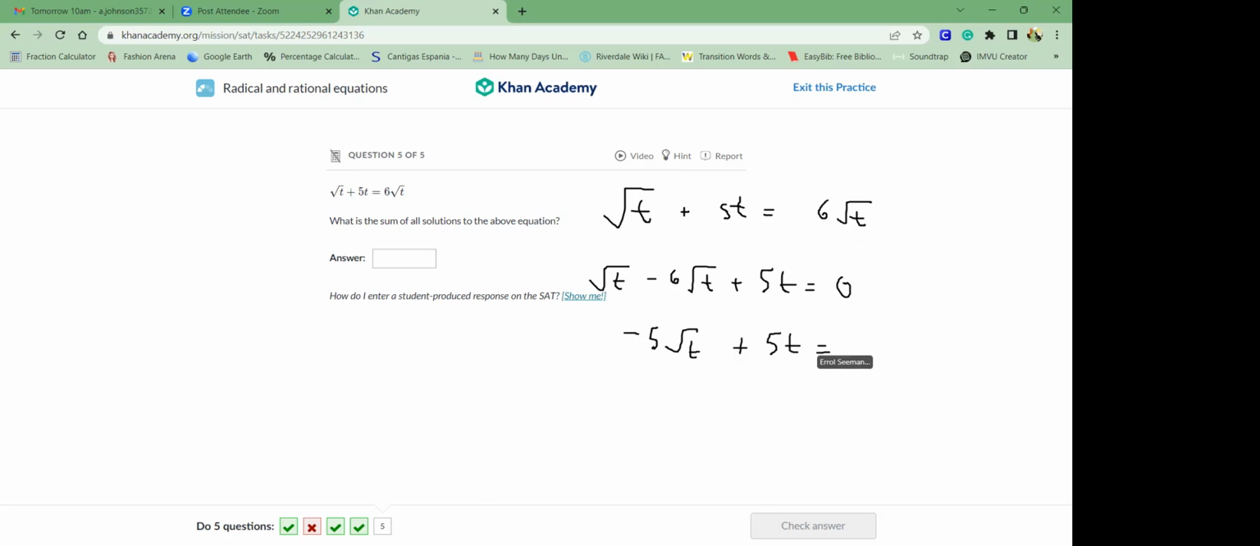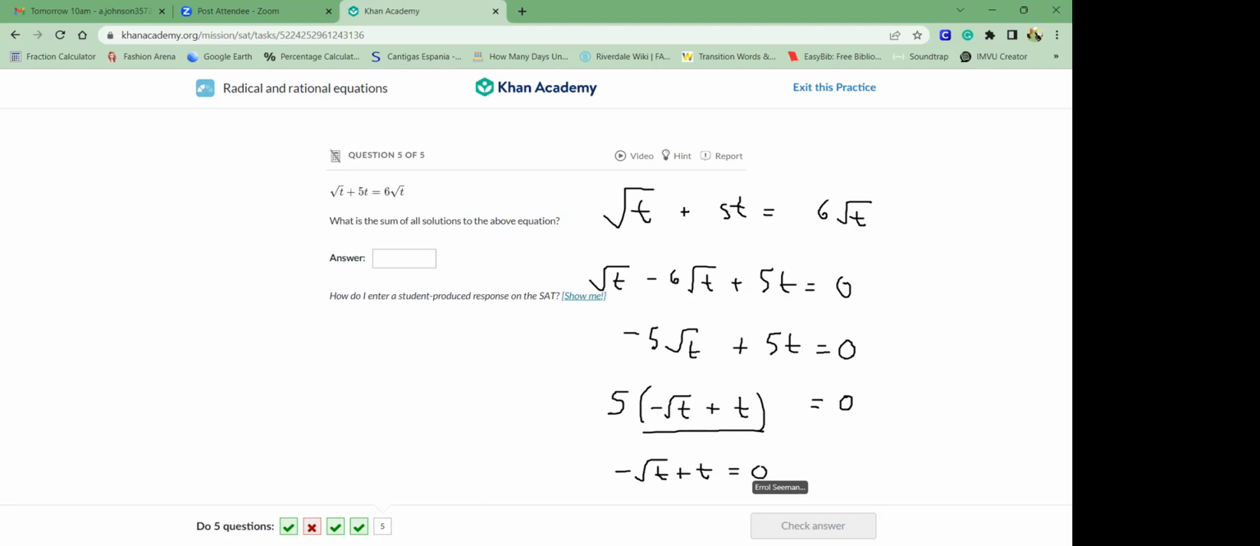Now what? What are you going to factor out? 5. So if you factor out a 5, what do you have on the inside? Negative root t plus, no, plus t, right? Equals 0. So for this to equal 0, this part right here has to equal 0. So negative root t plus t equals 0.